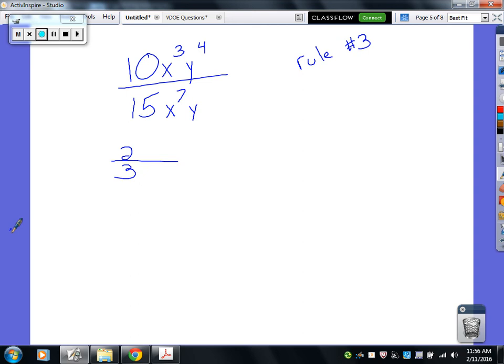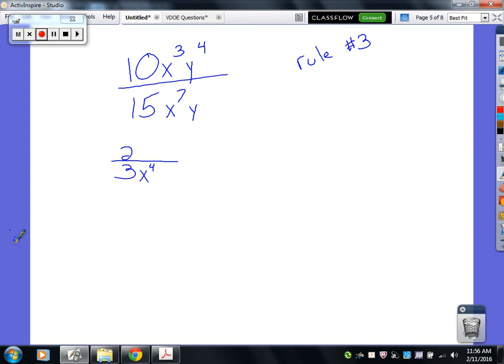So the answer to x to the third divided by x to the seventh is x to the fourth. The only question is, where do I put it? Where I always put it: where the bigger number was. And where was the bigger number in this case? In the denominator. So x to the fourth goes right here. That is rule number 3. Real simple. Let's move on to the y's.